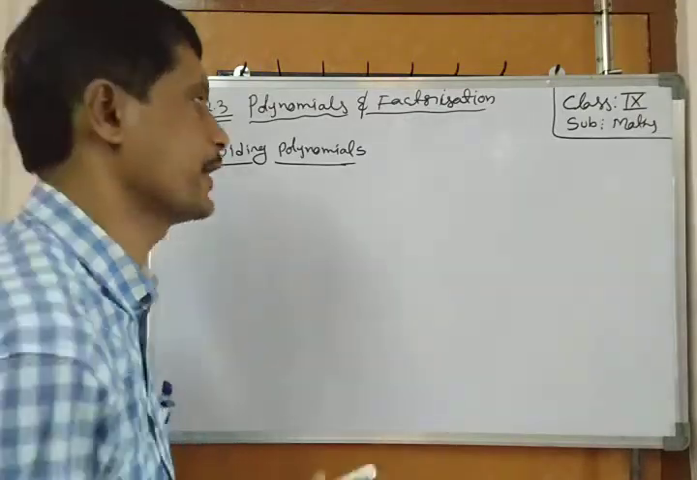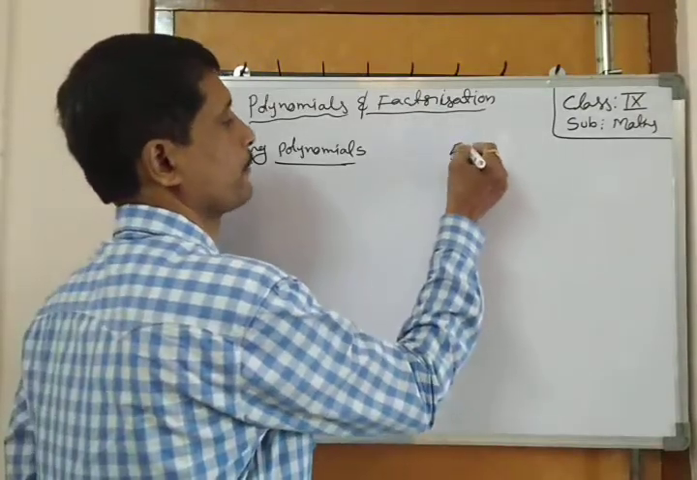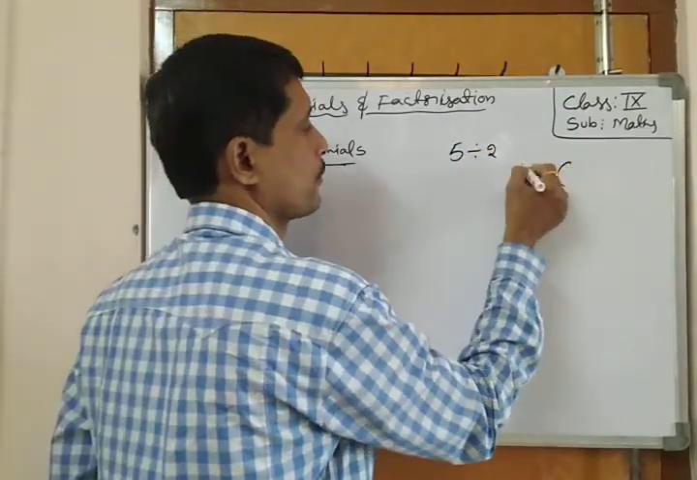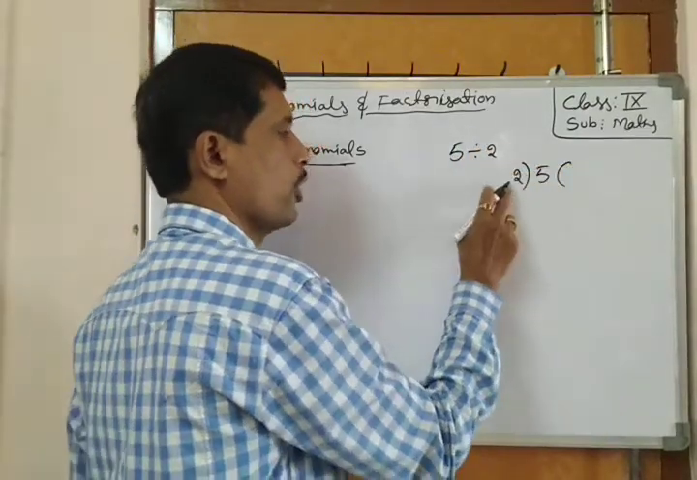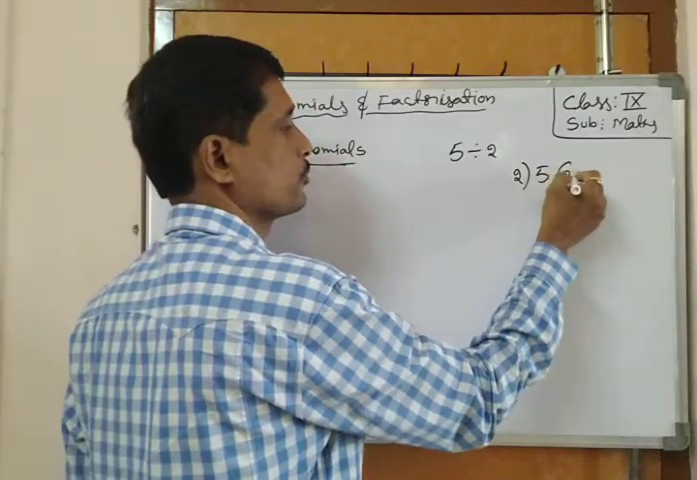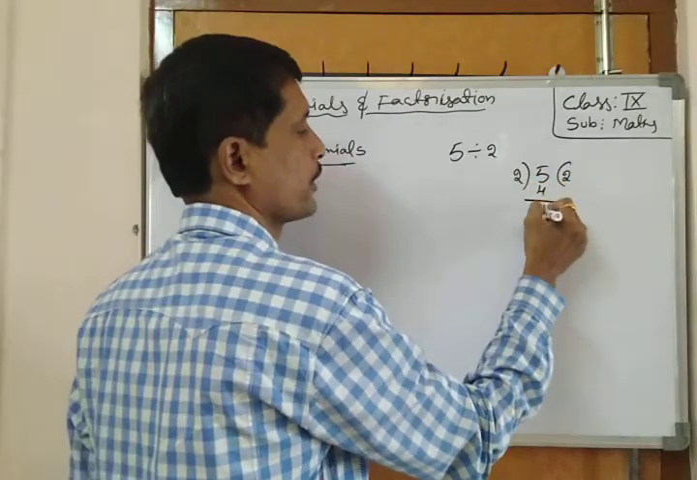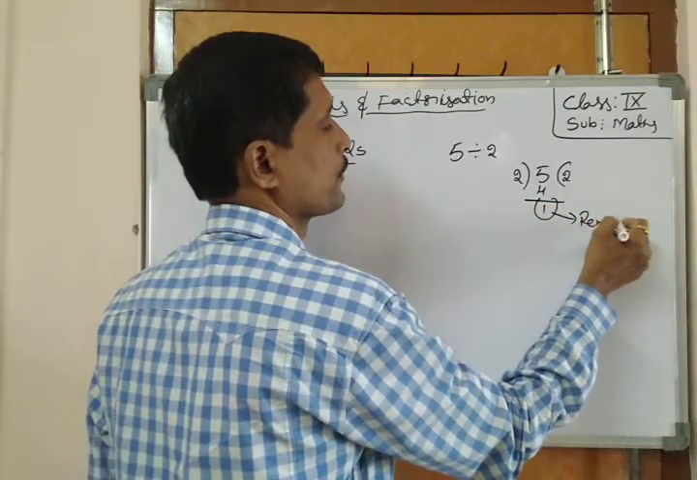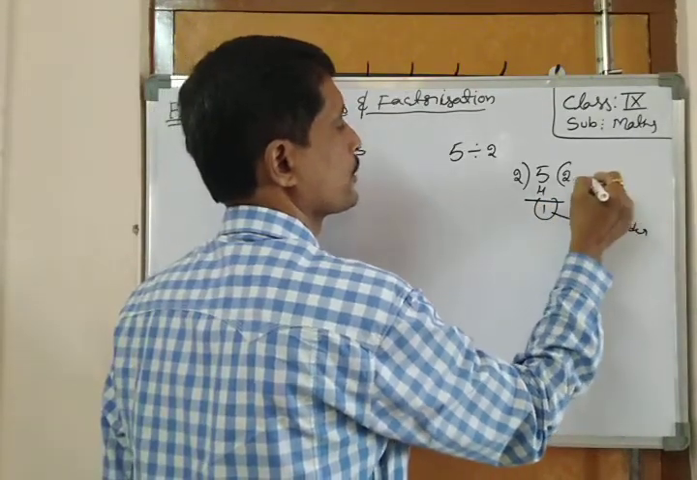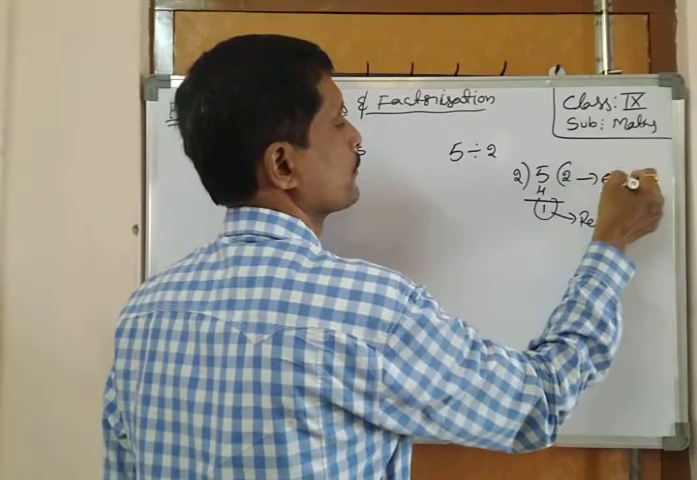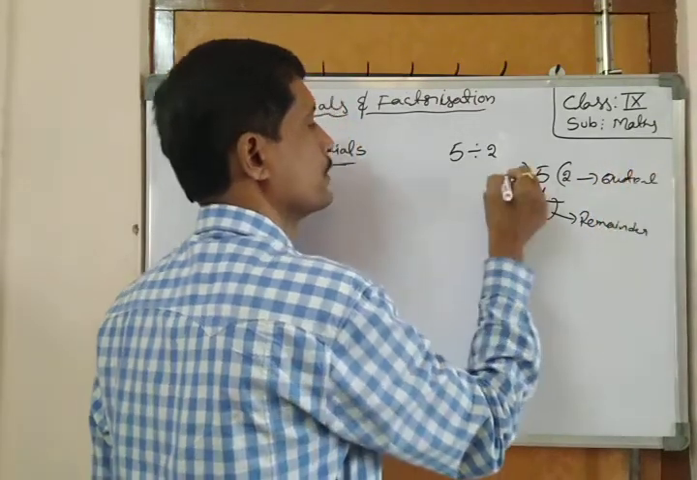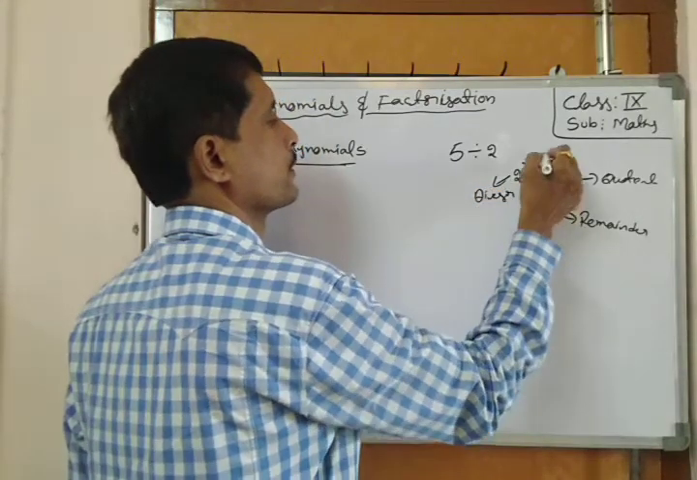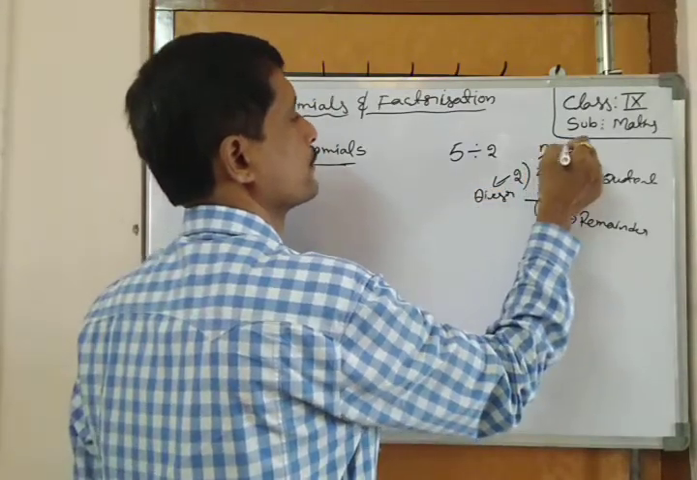You know division: 5 divided by 2. Here, how many times does 2 go into 5? That is 2 times 2, which is 4. Here 1 is the remainder. Here 2 is the quotient, and this 2 is the divisor. Here this is the dividend.